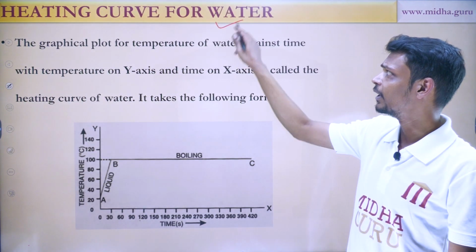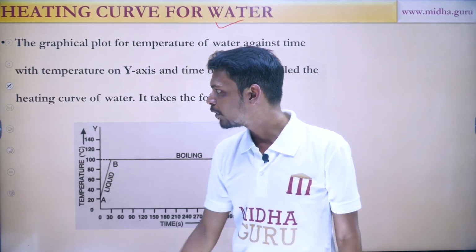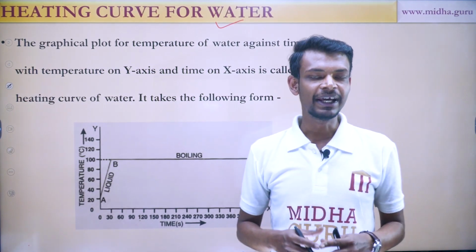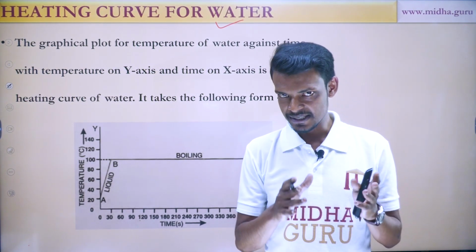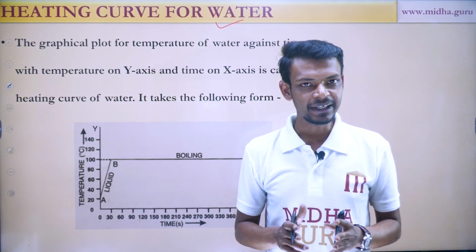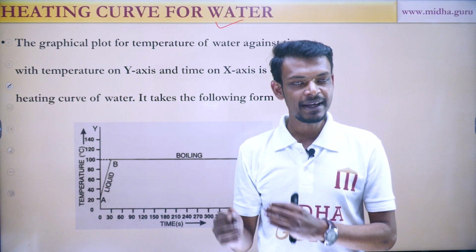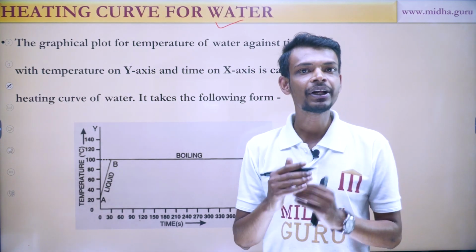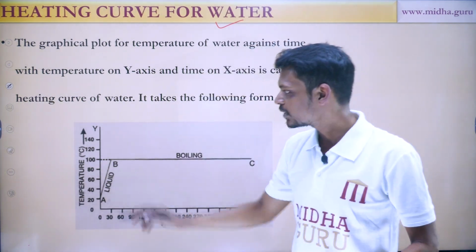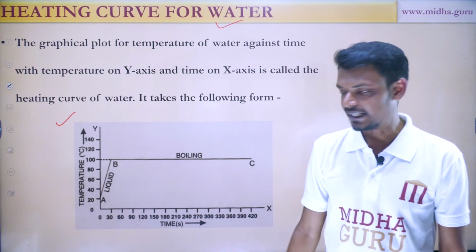Now let us move forward. Heating curve for water. Here we have the heating curve for water. The system here is that I have water, not ice. I have water and I am heating it. Then we will understand what happens during the initial phases of heating and what happens when the water reaches its boiling point. So this graph can help us to understand that.